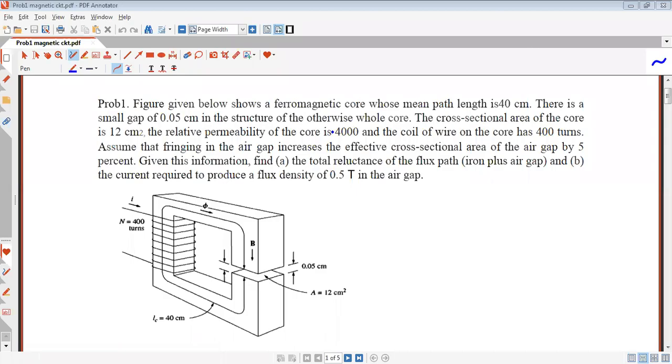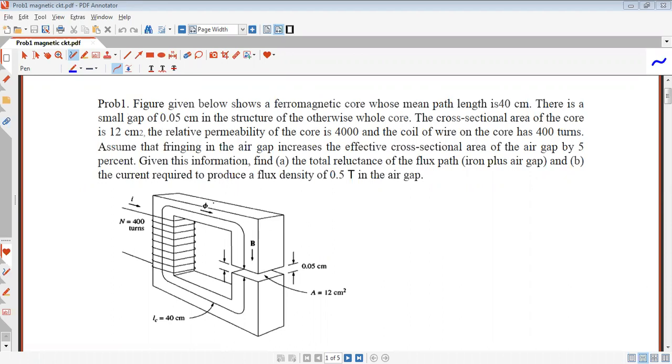Hello everyone. In this part of the video, I'm going to discuss one numerical related to the magnetic circuit of a transformer. The problem is: the figure given below shows a ferromagnetic core.